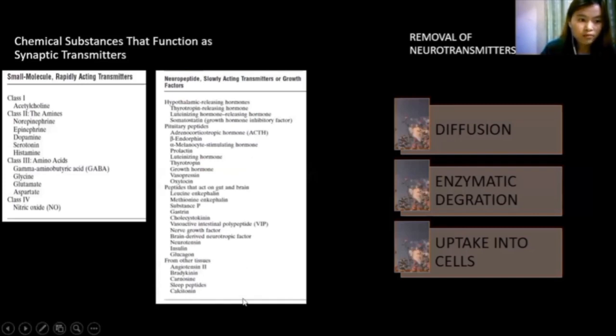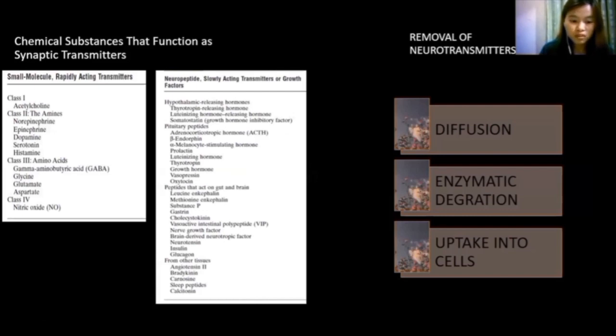We have chemical substances that function as synaptic transmitters. We have the small molecule neurotransmitters, which are fast acting, while the neuropeptides, the larger neurotransmitters, are slow acting.